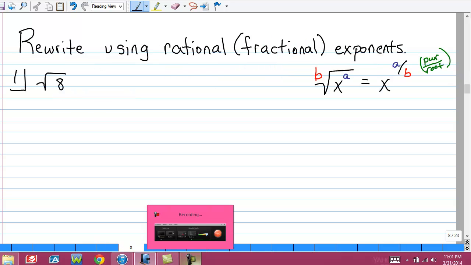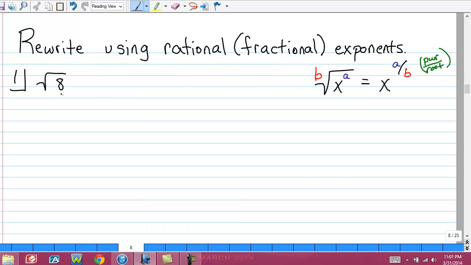Rewrite using rational exponents. Example 1, the square root of 8. The root is understood to be a 2. This is not written, it is understood. The power in this example is understood to be a 1. To rewrite it where it looks like this general form, the base would be 8, the power would be 1, and the root would be 2.